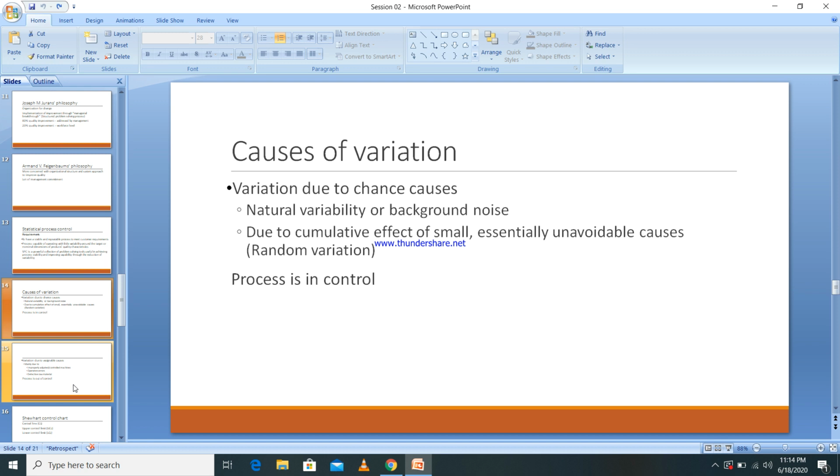So in this case, if you find these chance causes in your production, and if the variability of the nominal or target value has changed because of these chance causes, we still think the process is in control, because we cannot control the chance causes, as they're happening due to natural variability.